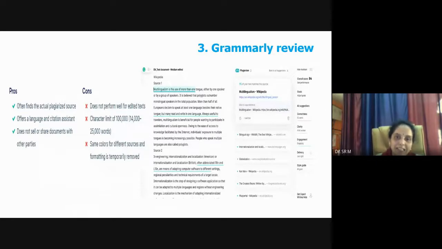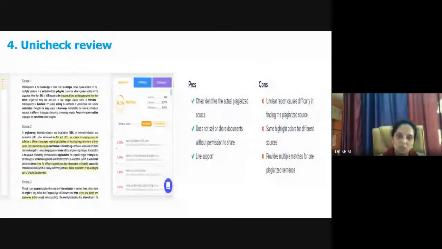Again, same thing, character limit is there. They'll support the page with tips. You will get tutorials. We have FAQs. And it is possible to submit a question through a form. But there is no live support message. Unicheck review is the fourth one.